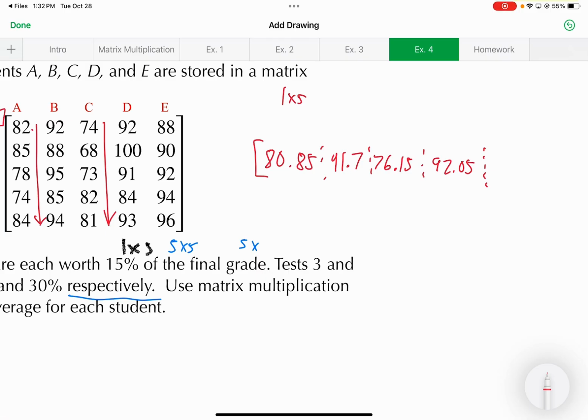All right, una más. 88. 90. Delete. 92. 94. Ooh, they really had a surge there at the end of the year. 96. Okay. 92.6. Who would have thought? Student E. Can I just give you guys a letter of the alphabet and then refer to you as that from now on? That would be very efficient for me.